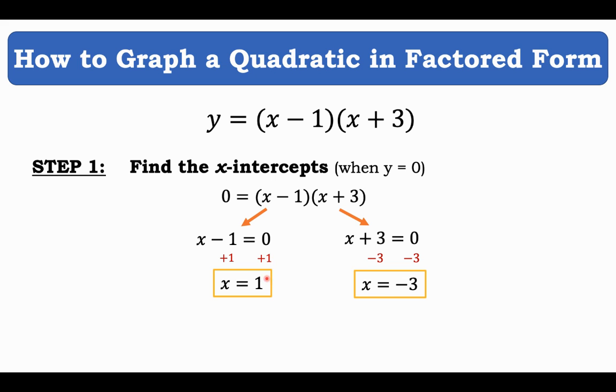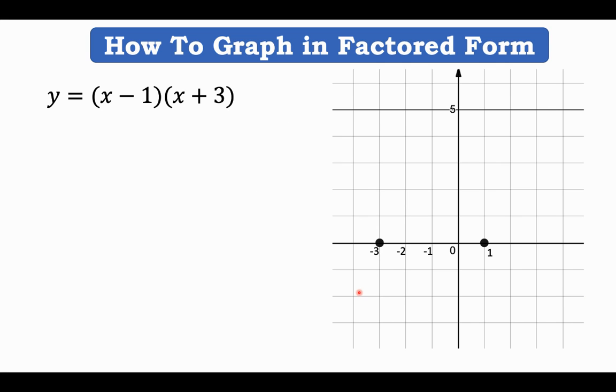Okay, next step is take these x-intercepts and put them on a graph. You have x-intercepts at 1 and -3, so start graphing it. 1 and -3, put your x-intercepts in right there. Okay, so we took those and put them on our graph.